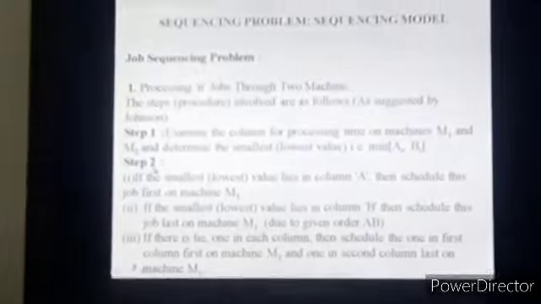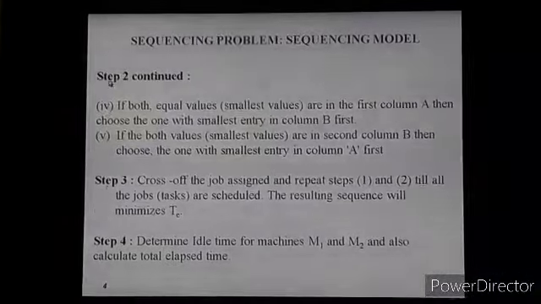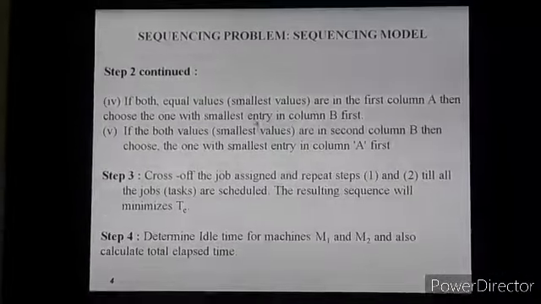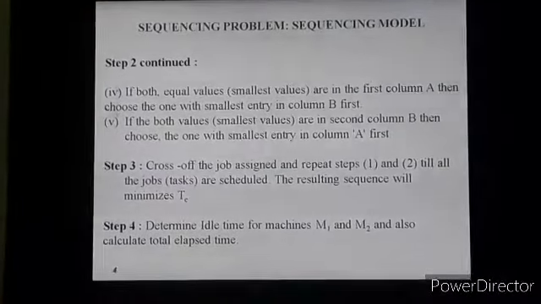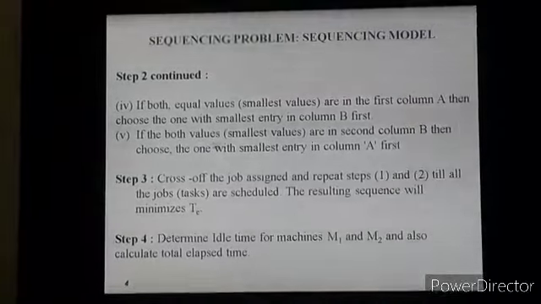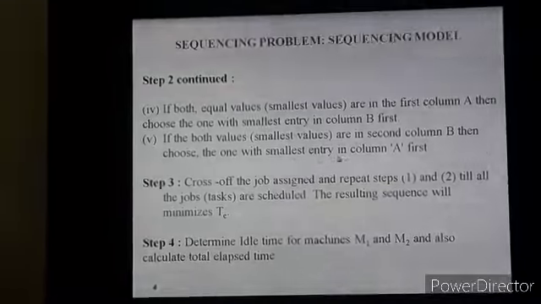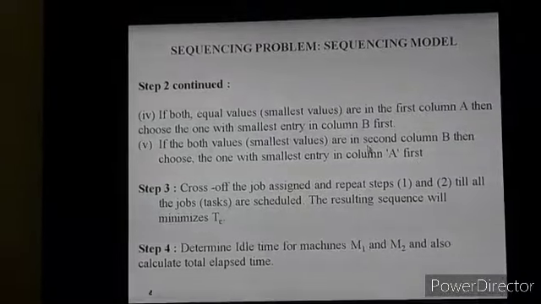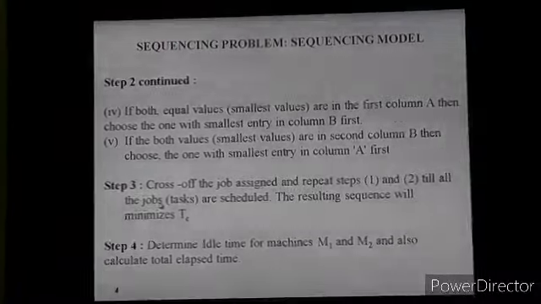Now we'll proceed with step 2, that is, step 2 is continued here. Sub step 4 in step 2: if both equal values, that is, smallest values, are in the first column A, then choose the one with the smallest entry in column B first. And the last sub step in step 2: if both the smallest values are in the second column B, then choose the one with the smallest entry in column A first. So these are the sub steps of step 2. Now what is step 3?